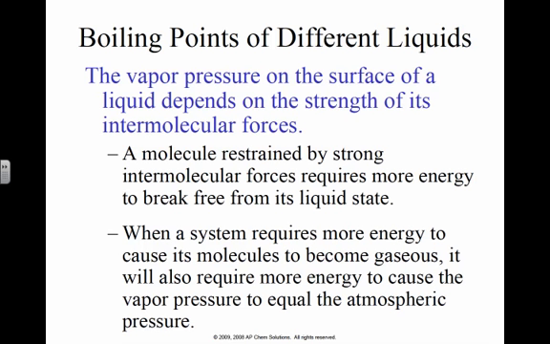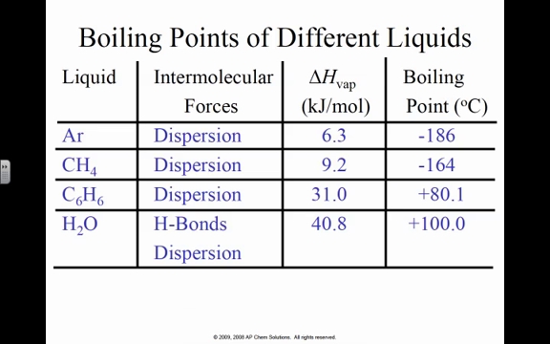The vapor pressure on the surface of a liquid depends on the strength of its intermolecular forces. So if you've got London dispersion forces, it's not going to really take much. If you have hydrogen bonding, it's going to take more energy to increase the vapor pressure. Now, even though argon weighs more than methane, argon has a lower enthalpy of vaporization because methane is a little bit more spread out. Okay, but as we go down, these have London dispersion forces. This one's a little bit more polarizable, so it has a higher vaporization point, higher boiling point.